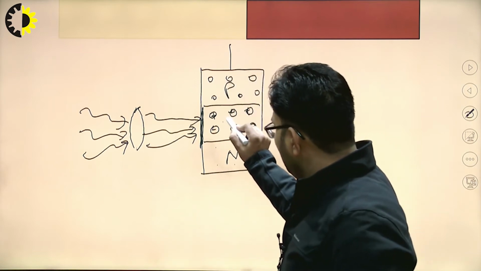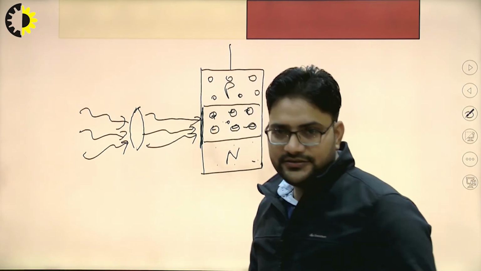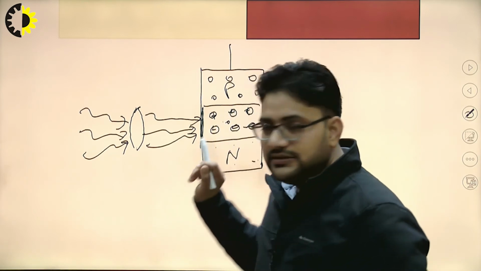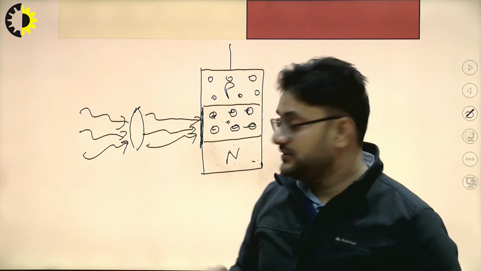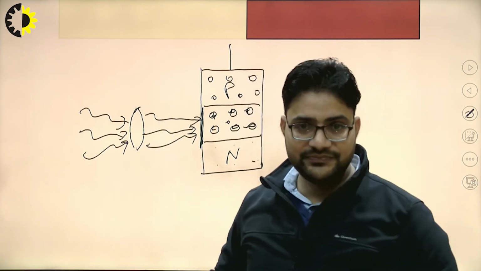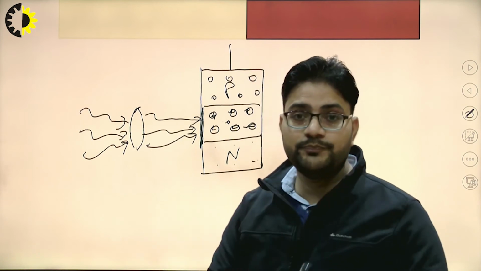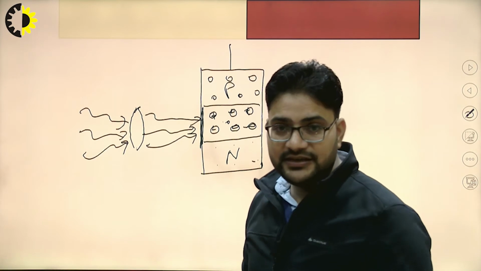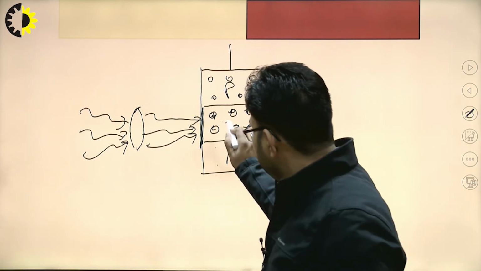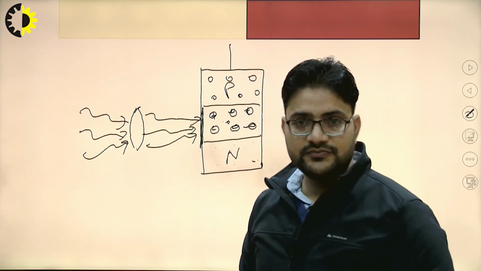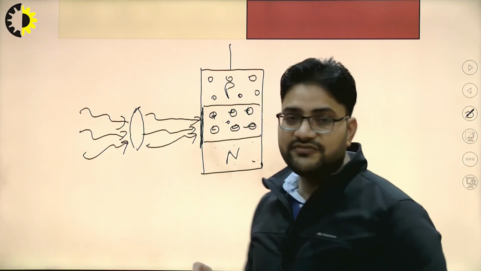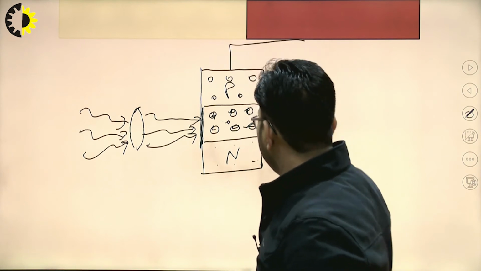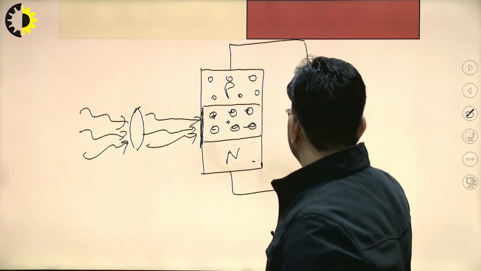So what it will do is, the electron hole pairs which are already present at the depletion layer with covalent bonds, this light energy will cause the covalent bonds to break, right? The covalent bond will break and the electron hole pairs will be generated, or you can say these charge carriers will be freed. Now these charge carriers will contribute towards the conductivity.